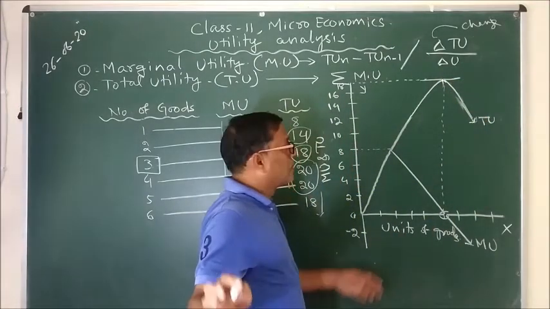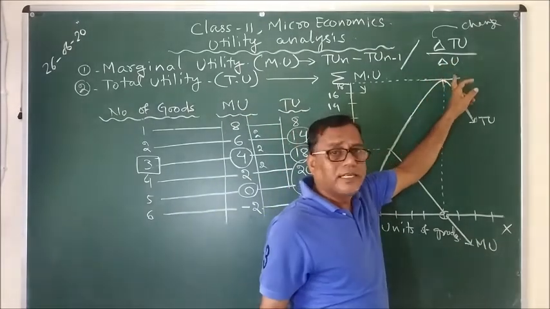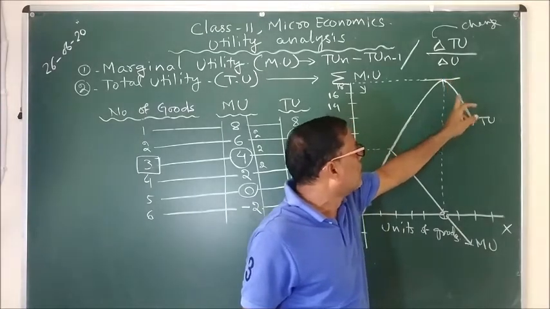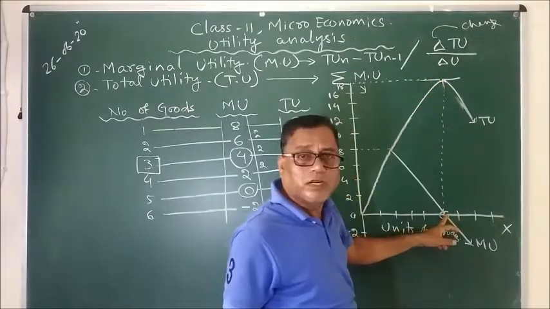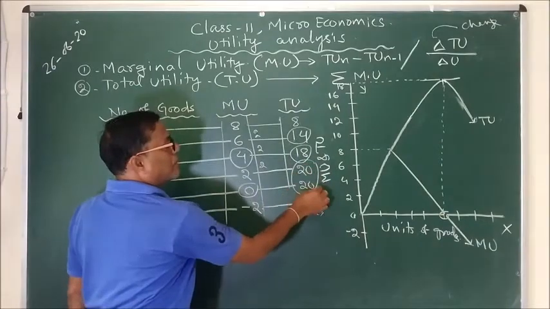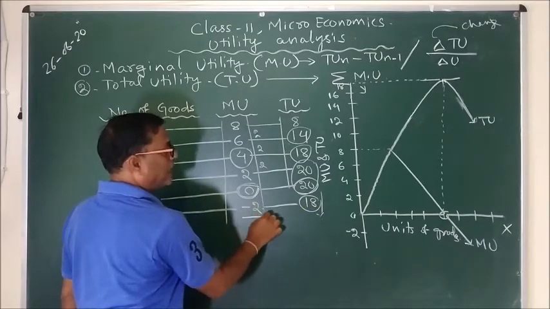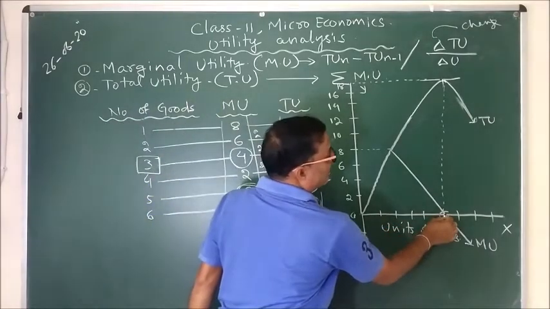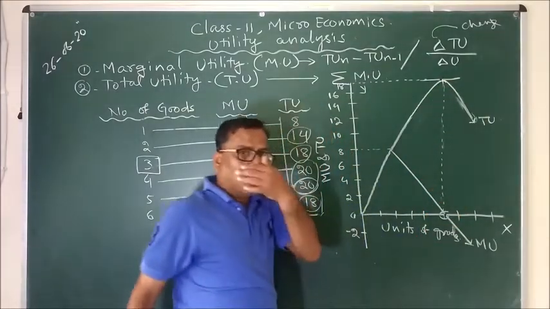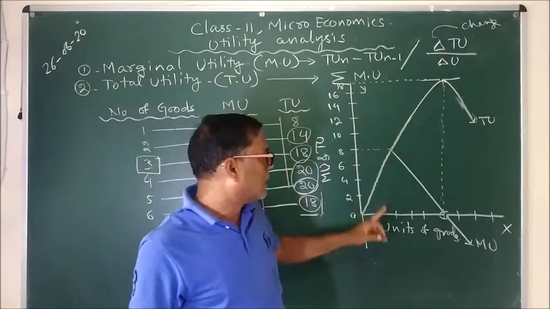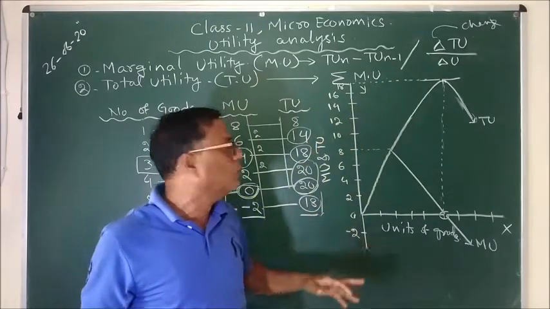So the nature of the total utility curve is that first it will go on increasing, then it will attain a maximum point, and after that it would start falling. You can see here, when TU becomes maximum, that is 20, MU is 0, and afterward MU becomes negative and TU starts falling. So this is the relationship between MU and TU.